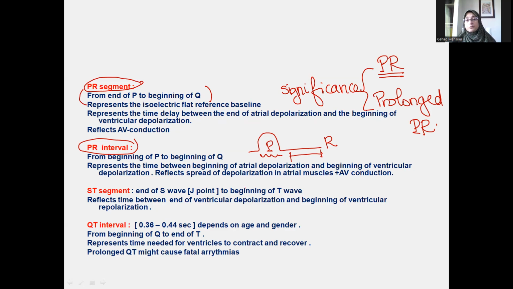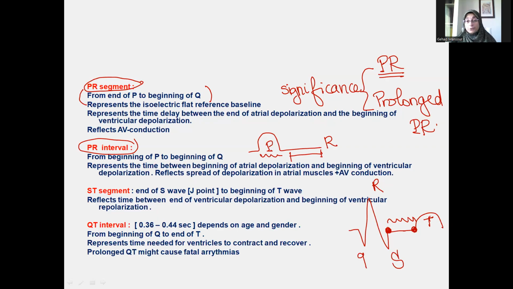For the ST segment, of course, you know that if this is the QRS complex, then the ST segment starts at the end of the S wave and ends at the beginning of the T wave. And the ST segment is just a segment. So it represents the time duration between the end of the QRS complex, which is ventricular depolarization, and the beginning of the T wave, which is ventricular repolarization.